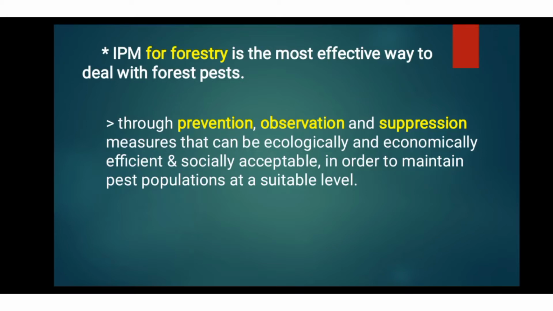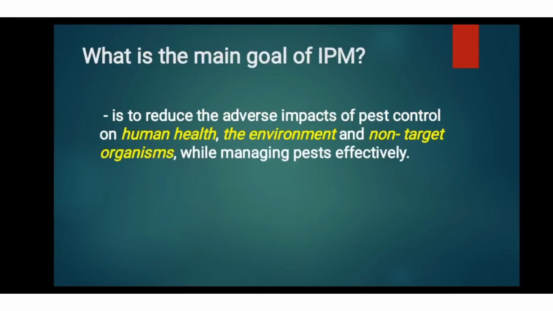So therefore, for IPM to be effective, field staff must be trained to recognize pests, monitor population levels, and use biological control agents and other suitable control methods. So what is the main goal of IPM? The main goal of IPM is to reduce the adverse impacts of pest control on human health, the environment, and non-target organisms while managing pests effectively.